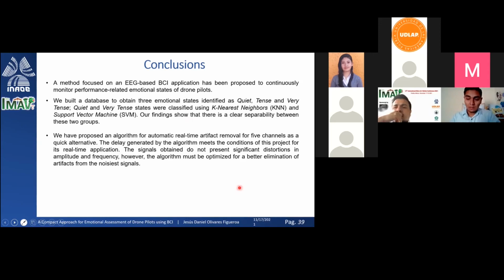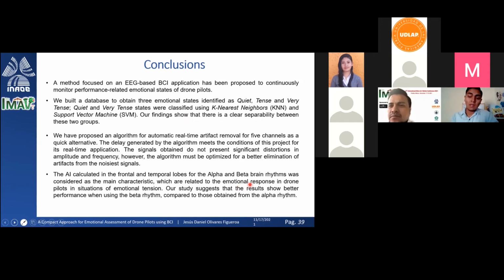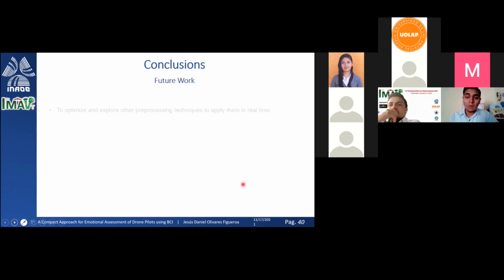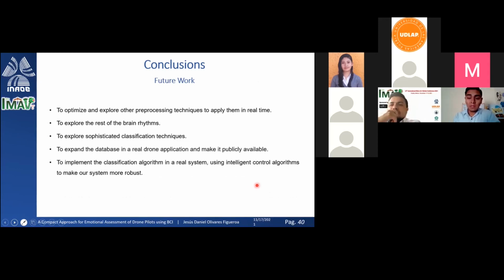We found that the alpha and beta asymmetry index is an excellent feature related to the emotional response in drone pilots in situations of emotional tension. Our study suggests that the results show better performance when using the beta rhythms, comparing these to those obtained from the alpha rhythms. However, even though our results look great, more testing is needed to reach stronger conclusions. Our next step is to improve the most important stages that were presented in this presentation.